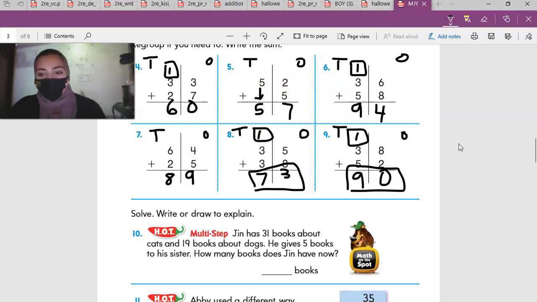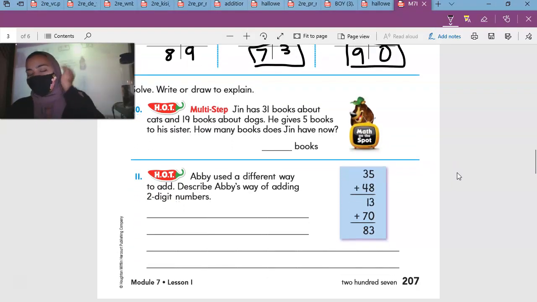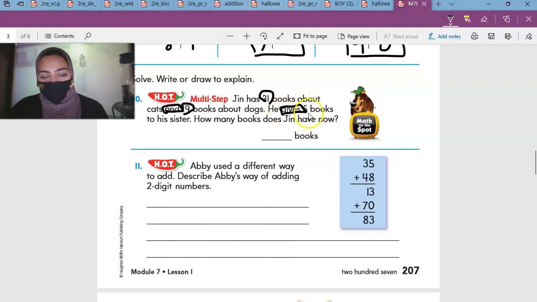Okay, now we're moving on. Number 10, I don't want to watch Professor Berger today because I feel like I can explain this to you really well, and we're running short on time. So let's go ahead and do it. So we just read it once, and now we're going to read it again. Jen has 31 books about cats and 19 books about dogs. He gives, box gives, because that's a keyword, he gives 5 books to his sister. How many books does Jen have now?